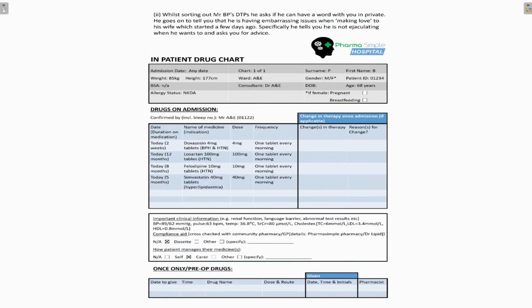Let's move on to our second part of the question. While sorting out Mr. BP's drug therapy problems, he asks if he can have a word with you in private. He goes on to tell you he's having embarrassing issues when making love to his wife, which started a few days ago. Specifically, he tells you he's not ejaculating when he wants to and asks you for advice. So the patient's probably not orgasming properly.